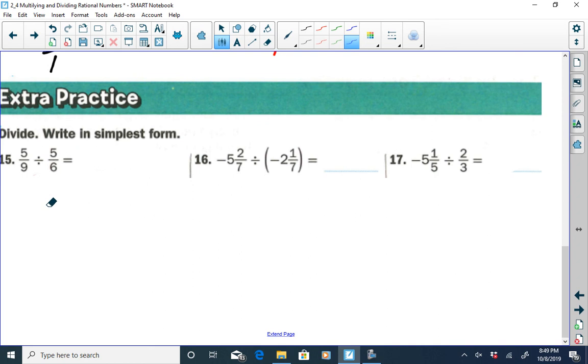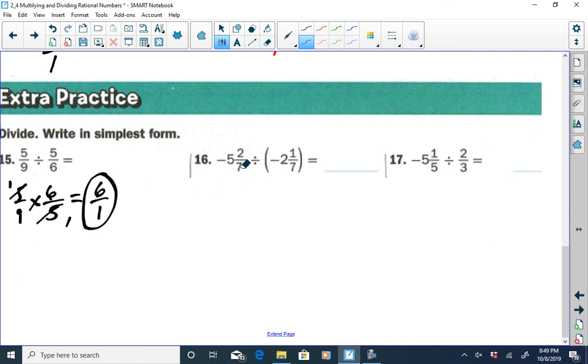Problem number 15. Much easier. You should probably try that on your own. Give it a shot first. But that's going to be 5 over 9 times, when we multiply by the reciprocal, 6 over 5. Divide out, that becomes 1 and 1. Numerator times numerator, denominator times denominator. We get 6 over 1.